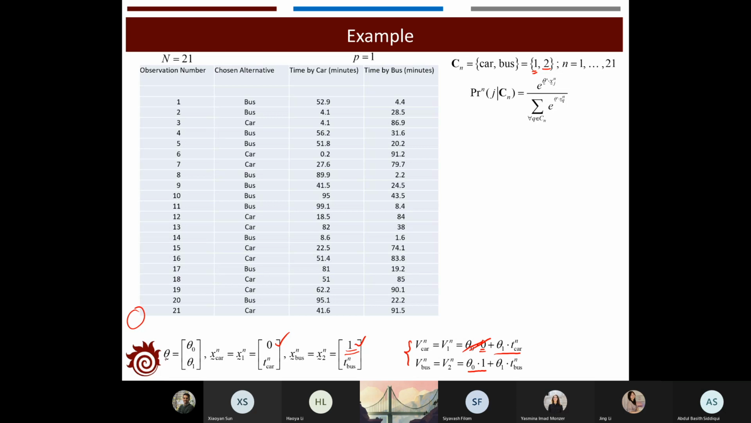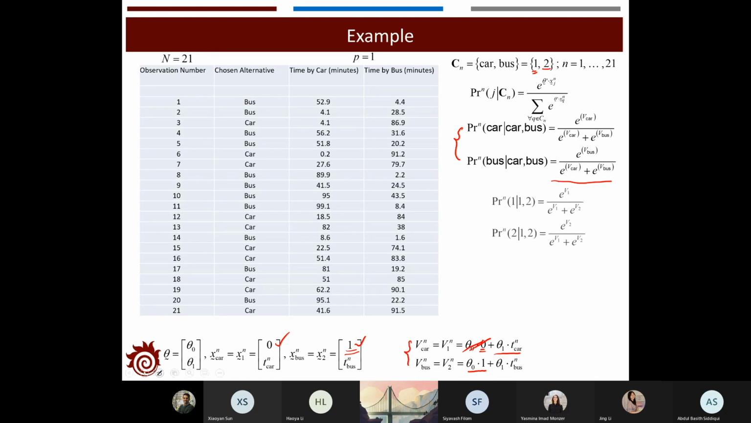And now we can find out the probability of choosing the car and the probability of choosing the bus from the multinomial logit model. For the car, it is the exponential of V_car divided by the exponential of V_car plus the exponential of V_bus. And you can also find out the probability of choosing the bus. So we can then write them based on the definition of the deterministic utility for the car and bus.